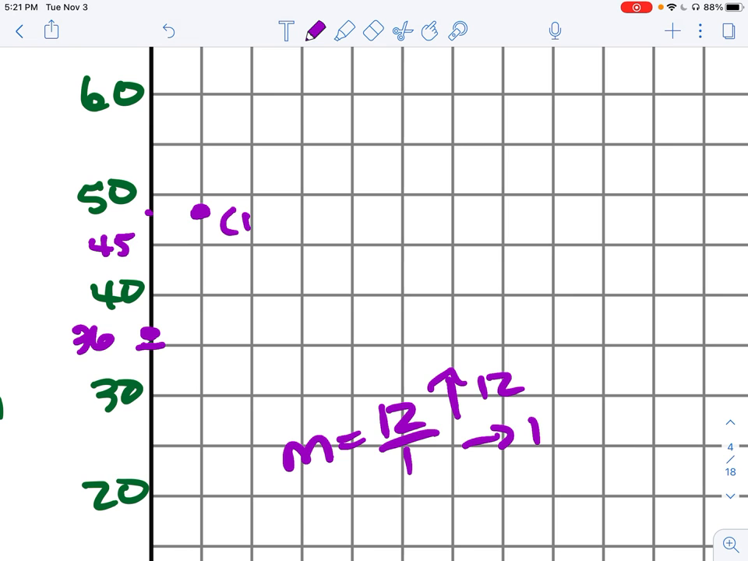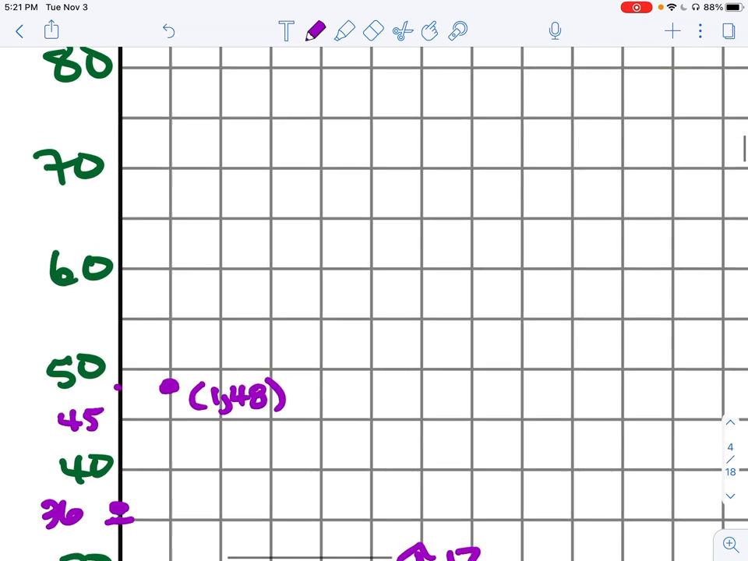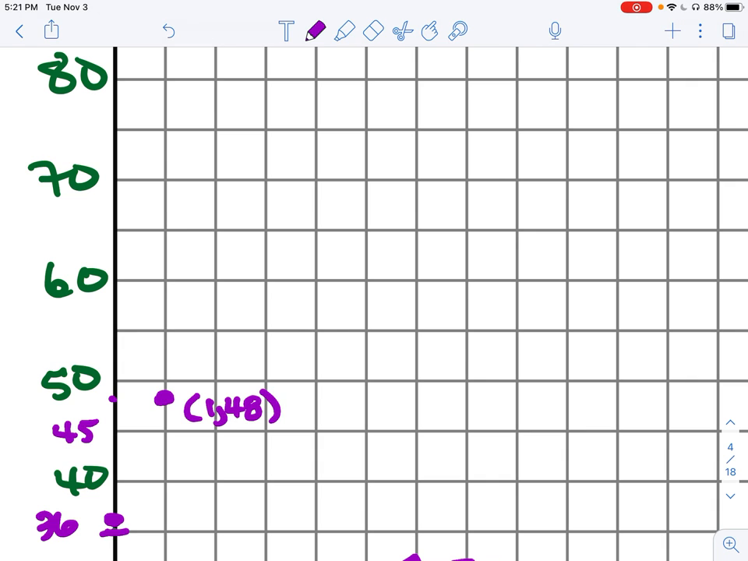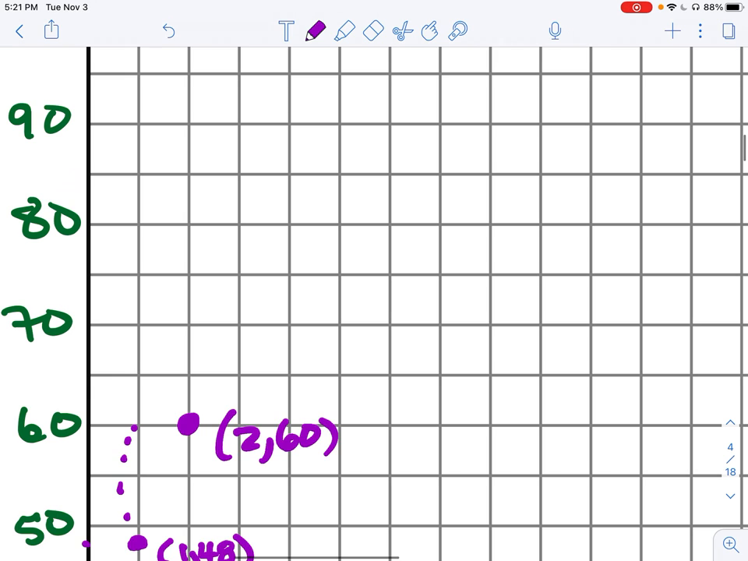So this is the point (1, 48). Then I'm going to add 12 more to 48, and that's 60. So I'm going to go up to 60. So I come up to 60 and I go over 1. So that's the point (2, 60). Then I add 12 more, that's 72. So I'm going to come up here to about 72 and go over 1. So that'll get me (3, 72).